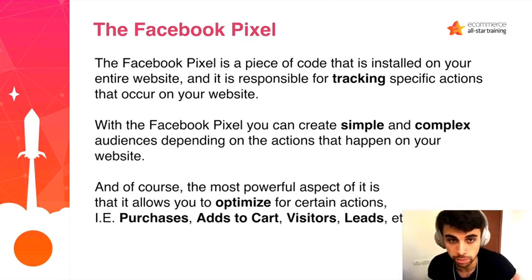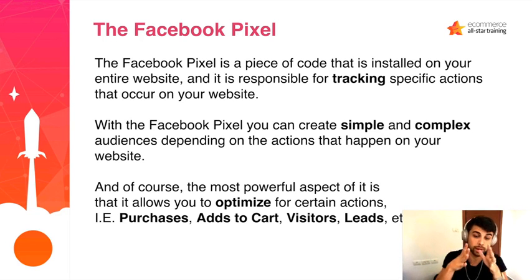Now, first of all, what is the Facebook Pixel? The Facebook Pixel is essentially a piece of code, a tracking code that is installed on your entire website, and it's responsible for tracking specific actions that happen on your website. Like a purchase, like somebody that views a specific product page, like somebody that adds something to cart, initiates checkout, and so on and so on. The Facebook Pixel is essentially what delivers data, what connects your website to Facebook. That's how Facebook knows what's going on on your website. It's the connecting point between your website and Facebook.